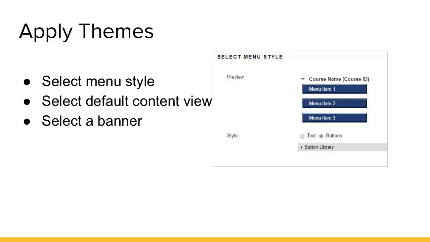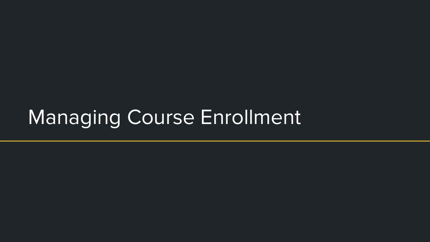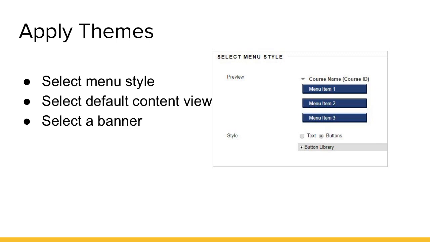Also within that teaching style, you can apply themes. So if you're wondering, can I change the color of my menu? How can I add buttons as opposed to links, as well as creating a banner? If you like that pretty at the top of your course, this is where you would add the banner. So the menu style is what you see here, and also here you can choose between buttons or text.